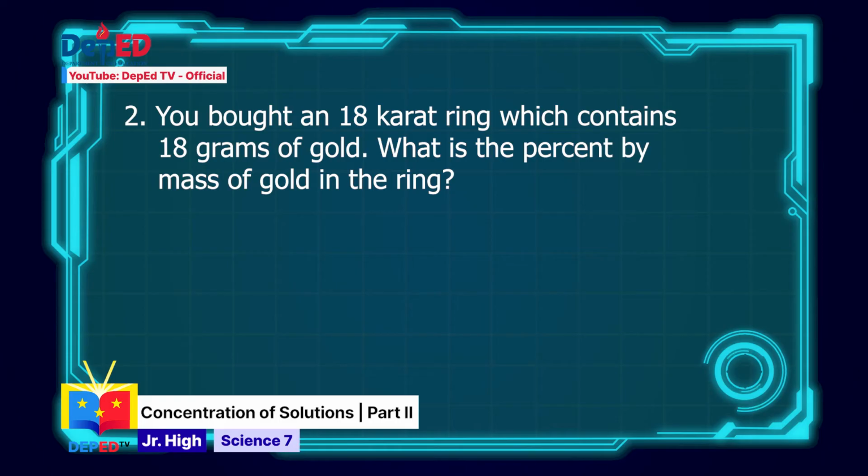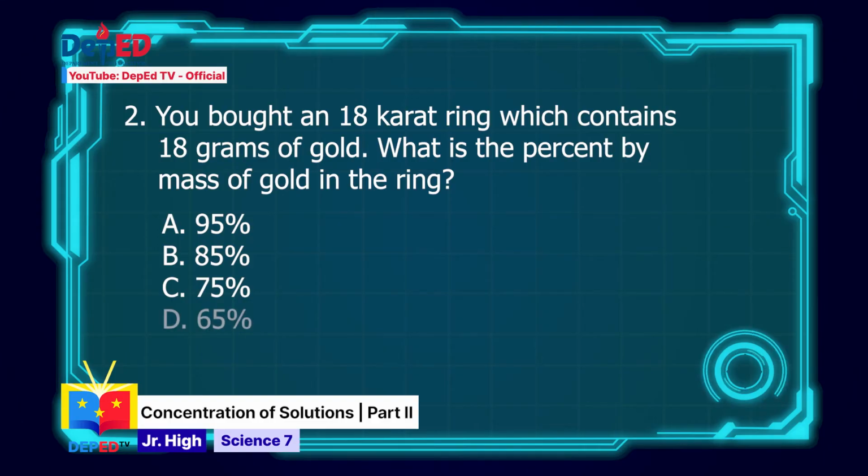Number 2. You bought an 18-carat ring which contains 18 grams of gold. What is the percent by mass of gold in the ring? A. 95%. B. 85%. C. 75%. D. 65%. You are precious as a gold if your answer is letter C. Nice going, because you got it right!